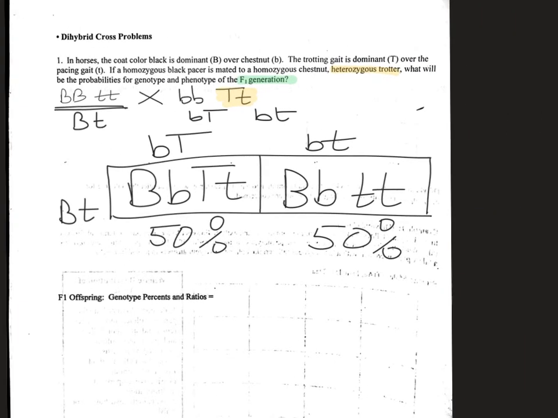Genotype, that's the genotypic ratios. It's also the ratios for the phenotype. So the genotypic ratios, big B, little b, big T, little t, and the other one's big B, little b, little t, 50% each. The other one is, is it black and a trotter, or is it black and a pacer? This is black and a pacer, this is black and a trotter, 50% each. Okay.